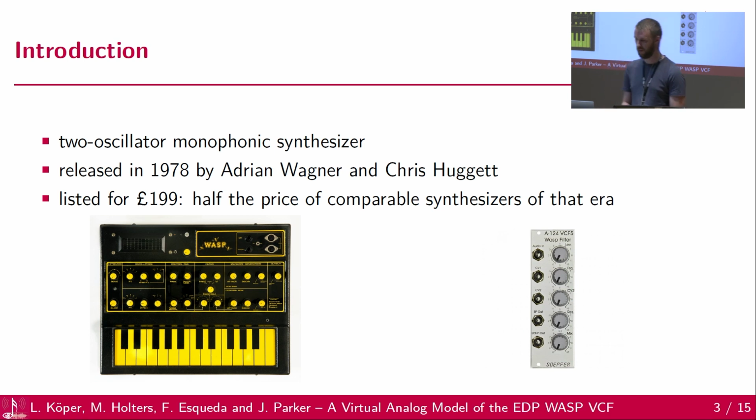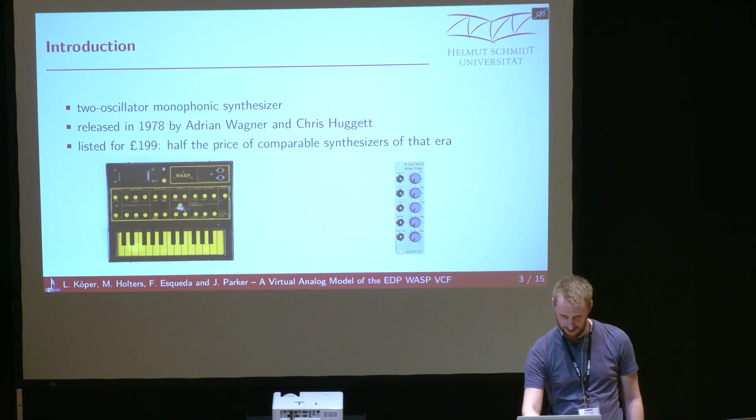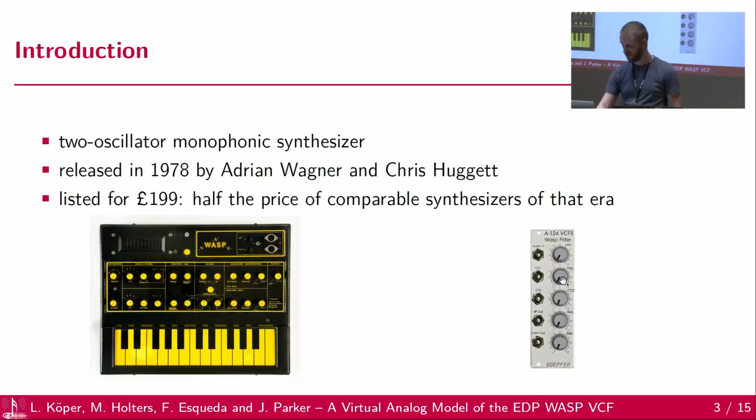And what we actually modeled in this work was the WASP filter. And this is one compartment here of this synthesizer, it's the filter. And we actually modeled the Doppler version on the right-hand side because nowadays it's really tough to get hands on an original WASP filter. They go about €2,000. So, and this WASP filter from Köper is about 100.